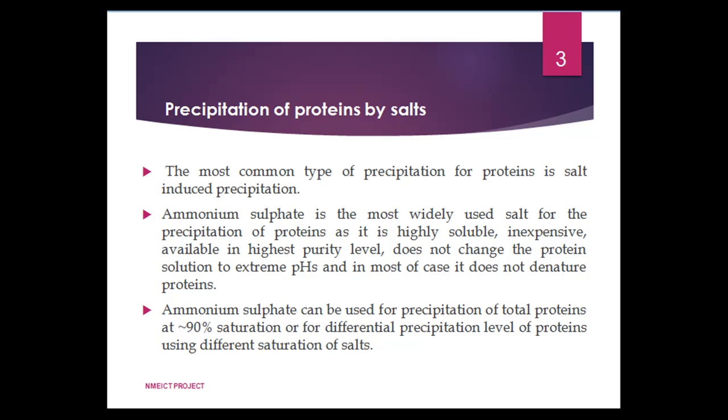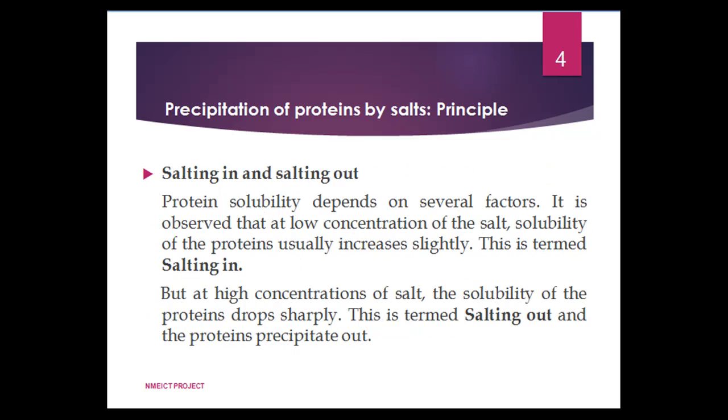Ammonium sulfate can be used for the precipitation of total proteins at approximately 90% saturation. Students, up to 20% saturation, ammonium sulfate precipitates particulate material and pre-aggregated and very high molecular weight proteins, and at 90% saturation, it precipitates almost all proteins. Now practically we'll see how protein gets precipitated by salts and what is the principle behind this.